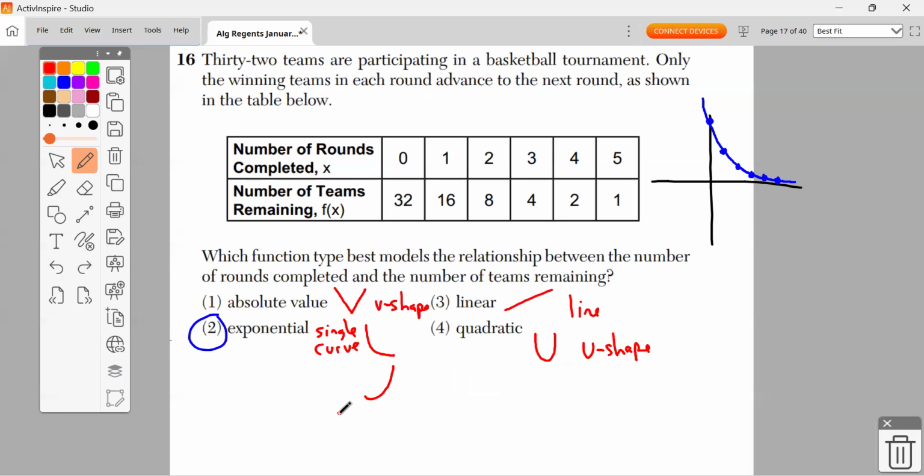In question number 16, 32 teams are preparing for a basketball tournament. Which function best models the relationship between the number of rounds completed and the number of teams remaining? So I graphed those points. This is your x, this is your y. Remember, f of x is the same thing as y. I can see that it is a single curve. Since it is a single curve, that is exponential. Absolute value would be a V shape, linear would be a line, quadratic would be a U shape. These are not going to go back up.